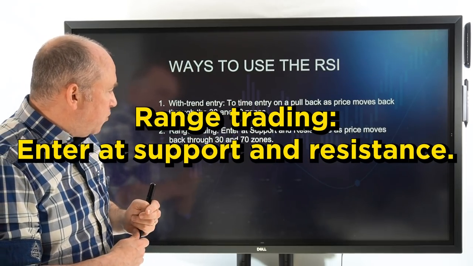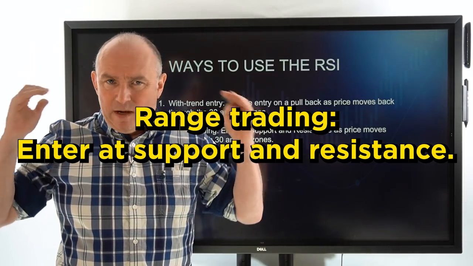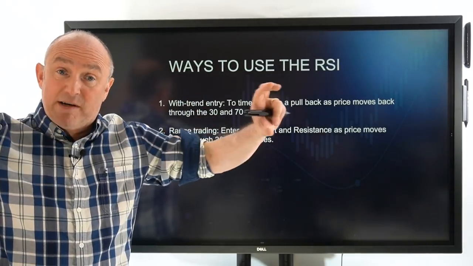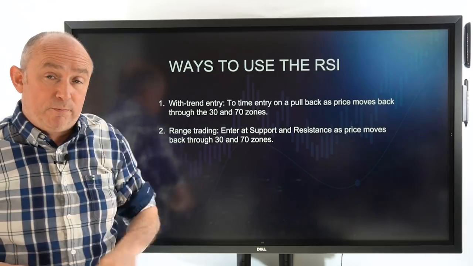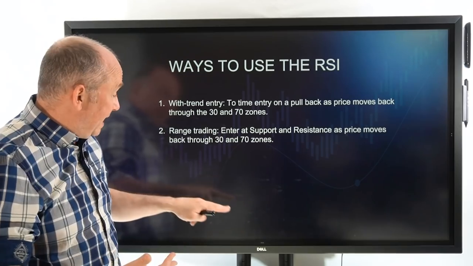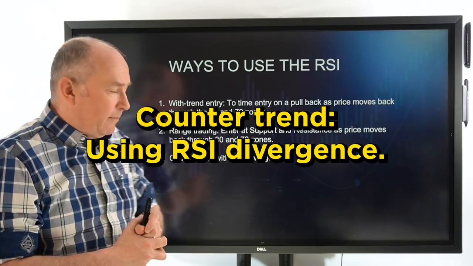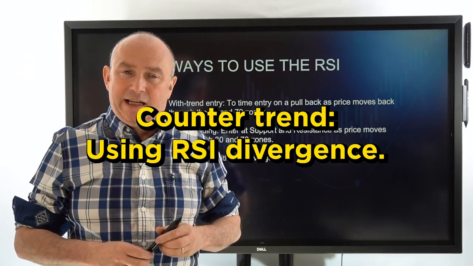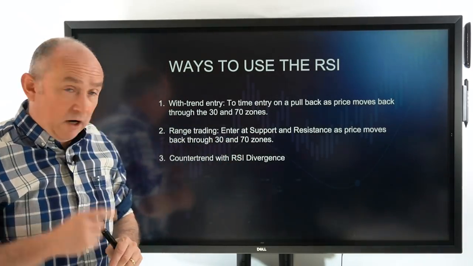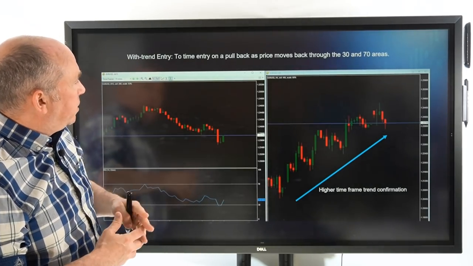You can also use them in range trading markets. As I alluded to at the beginning, you should never be using these on their own, maybe with some support and resistance. If you see the RSI turn at support and resistance and it's a rangy market, it could be quite a good way to help predict those turning points within the predetermined range that you see the market is in. And you can also use it in counter trend. I think this is, by the looks of things, the main common way that a lot of technical analysts use the RSI indicator, and that's by using the RSI divergence, and I'll explain that again in a moment.